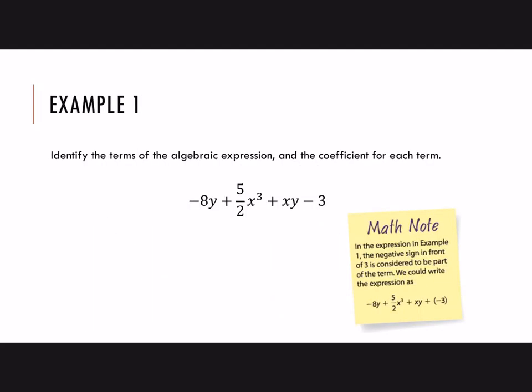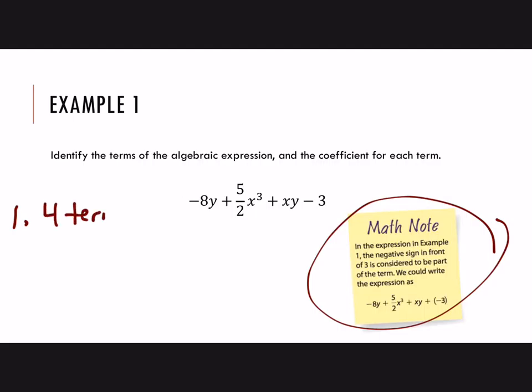All right, how about this one? Identify the terms of the algebraic expression and the coefficient for each term. Again, another math note from your book. The negative sign is considered to be part of the term. So first of all, how many terms are there? We have 4 terms. And I know this just by looking for the plus or minus signs in the middle. I see 3 little dividers there, so there are 4 terms.